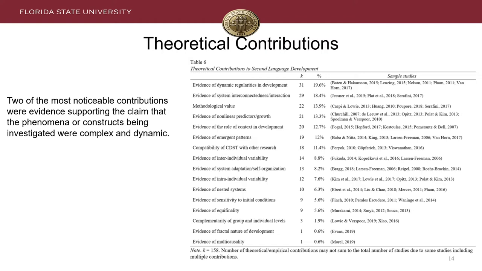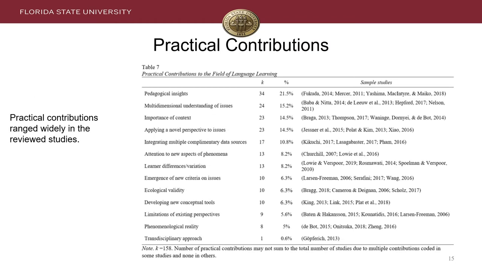Other notable contributions include evidence of the influence of context in development, or the nonlinearity of development, or the presence of nonlinear predictors or emergent outcomes and patterns. Other contributions involve studies that show evidence of inter- and intra-individual variability. And many of these contributions, as you see, are distinguishing features of complexity theory that other theories don't account for or even investigate. We were also interested in what practical contributions complexity theory studies have made to the field.